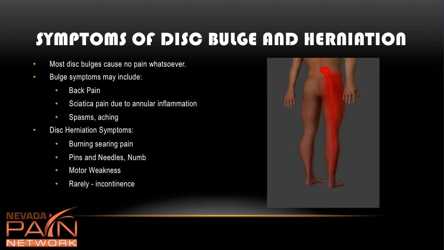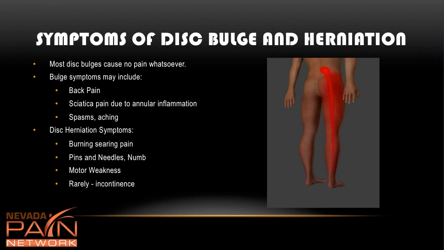Now, bulge symptoms may include back pain if there's a tear in the outer area called the annulus. We know there are nerve endings there. It also may spark up some inflammation, and that inflammation may envelop an adjacent nerve root. So you may actually have sciatica pain, but not even have a disc herniation. And then it can also lead to some muscle spasms and aching.